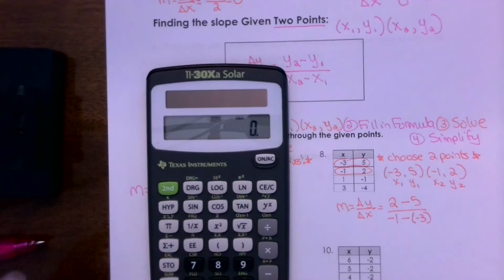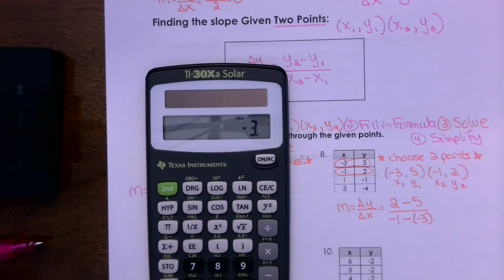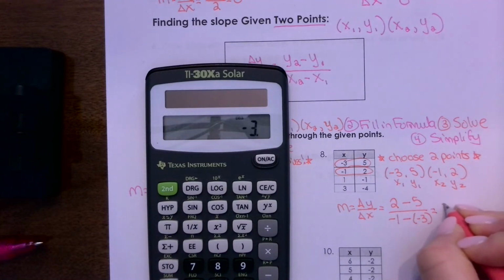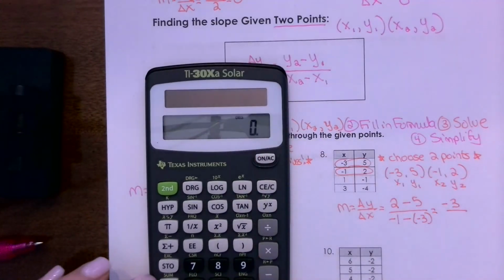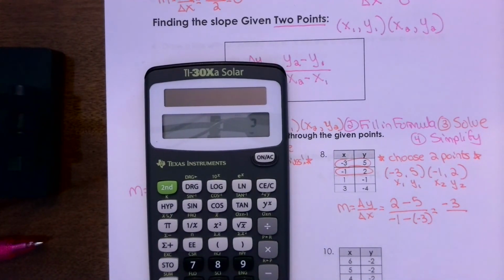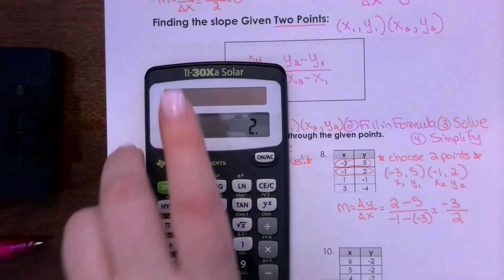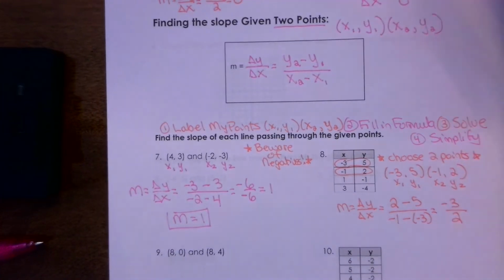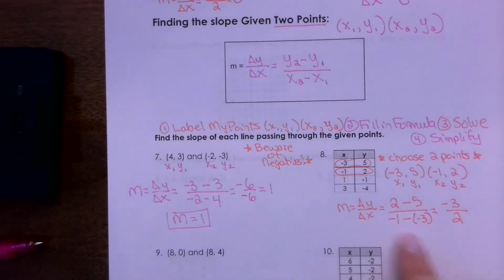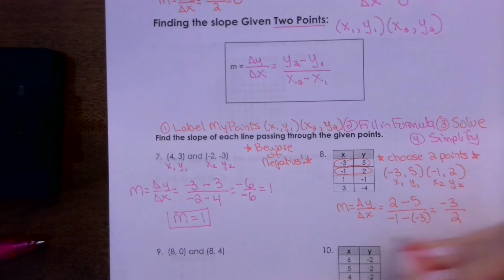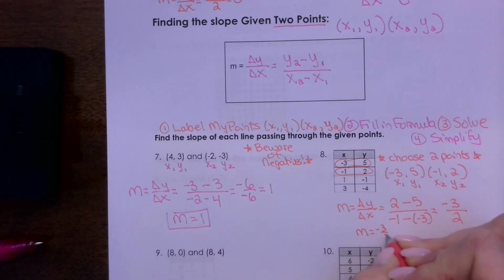You can put this into Desmos. I just happen to have this calculator handy. 2 minus 5 is negative 3. And negative 1 minus negative 3 equals a positive 2. So let's take a peek here. Do I need to simplify? No, there are no numbers greater than 1 that will go into 3 and 2. So my slope for this line, m equals negative 3 over 2.